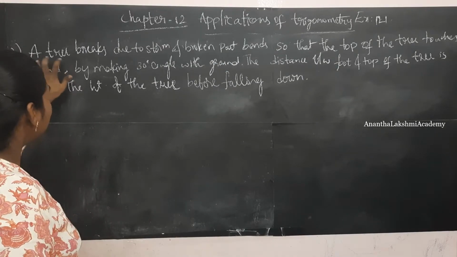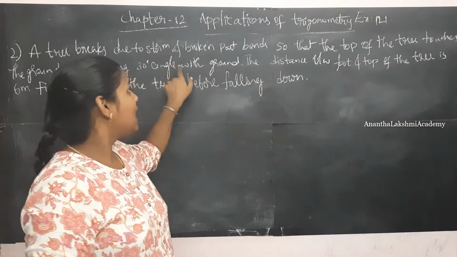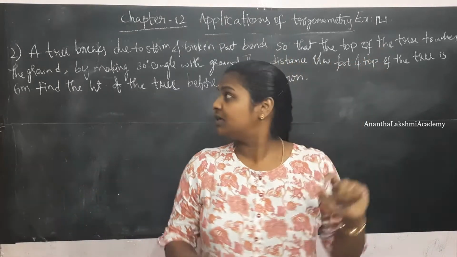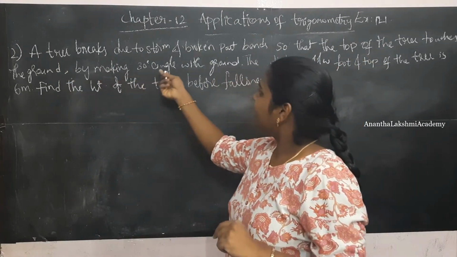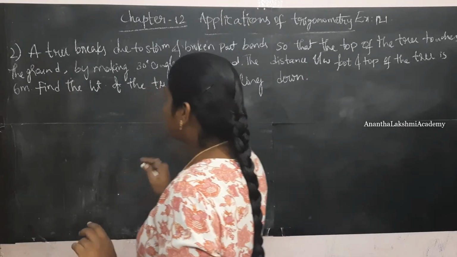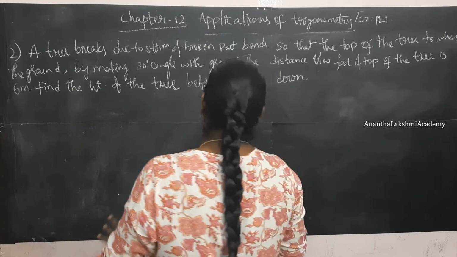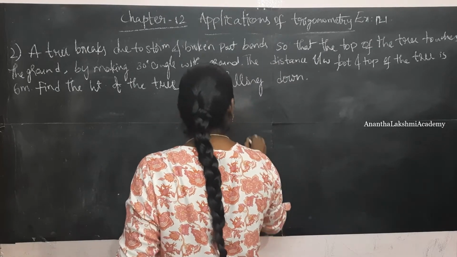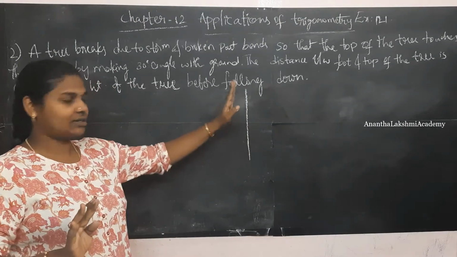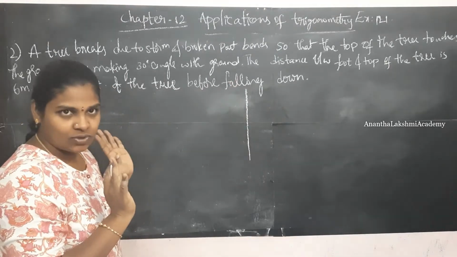A tree breaks due to storm and the broken part bends so that the top of the tree touches the ground by making a 30 degrees angle with the ground. Alright, so he says a tree broke due to storm. So let me draw the tree first. This is nothing but a tree, even before breaking down, a long tree.